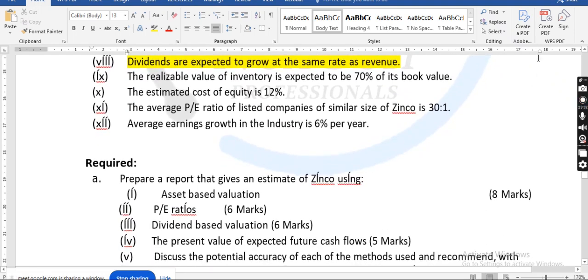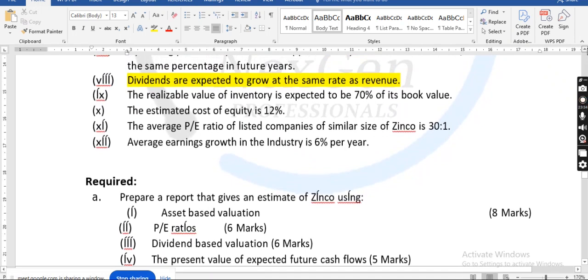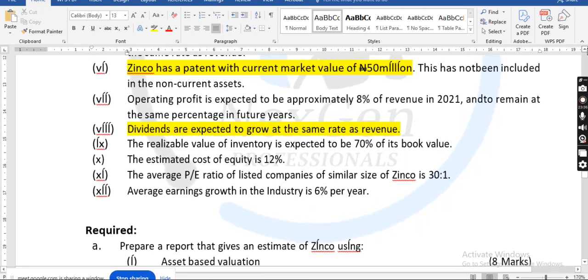So the question is, why do we have to use free cash flow to equity? Why not for the firm? Were you given weighted average cost of capital? No. The only estimated cost of capital given to you is 12%. Cost of equity, sorry, is 12%.